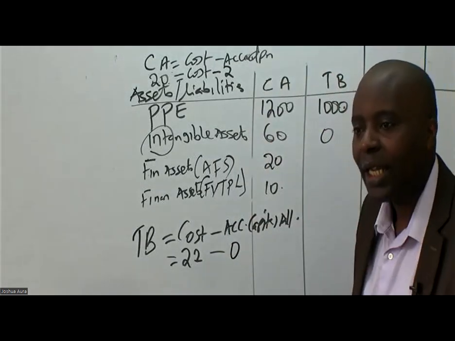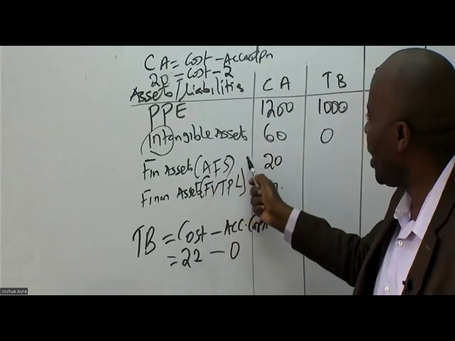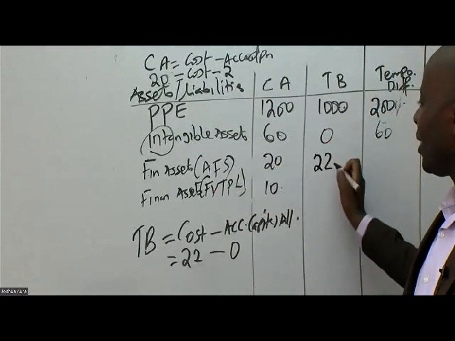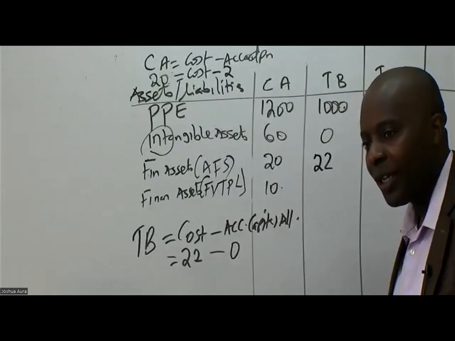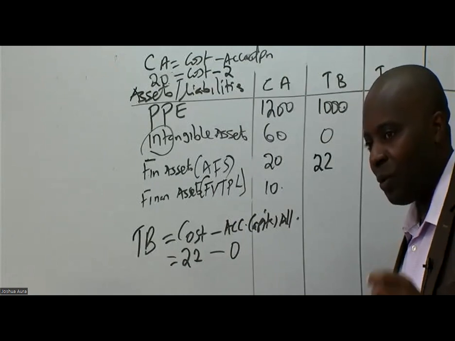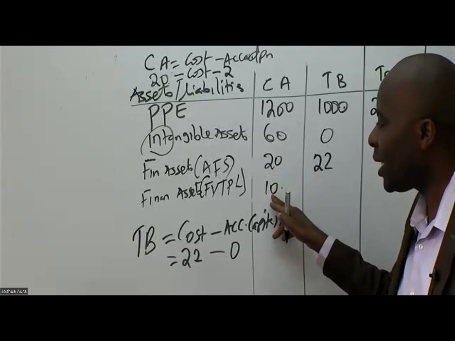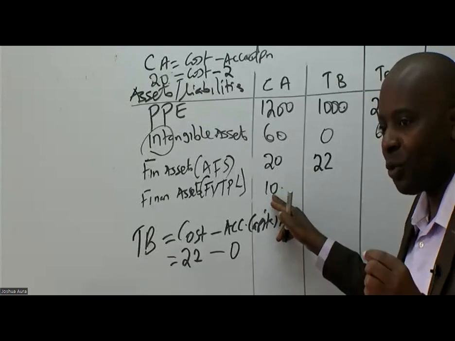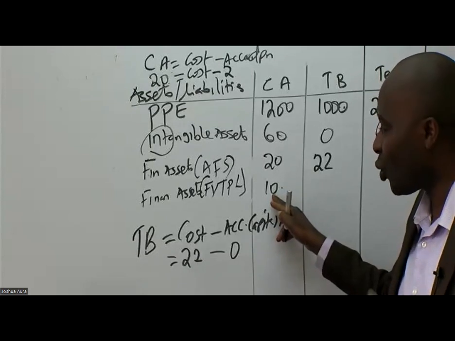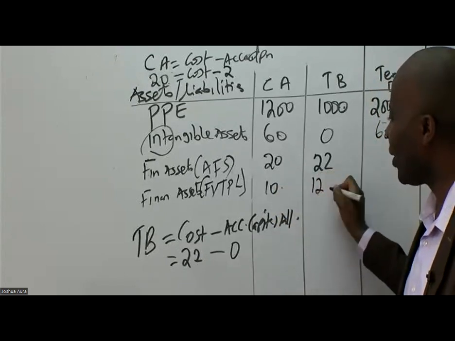So meaning that the tax base for this financial asset which is available for sale will be how much, if you're following? It will be 22. So basically what we have done is to add the loss back. We shall do the same for these other financial assets, which are not for sale, but whose fair value will be recognized through profit and loss. They also made losses of 2. So 10 plus 2 gives me 12.